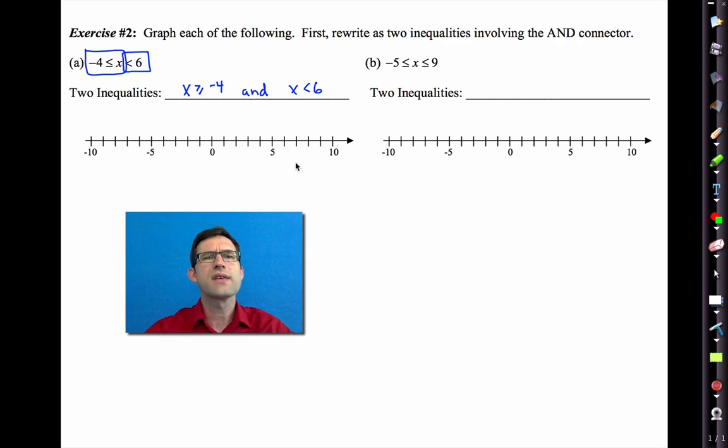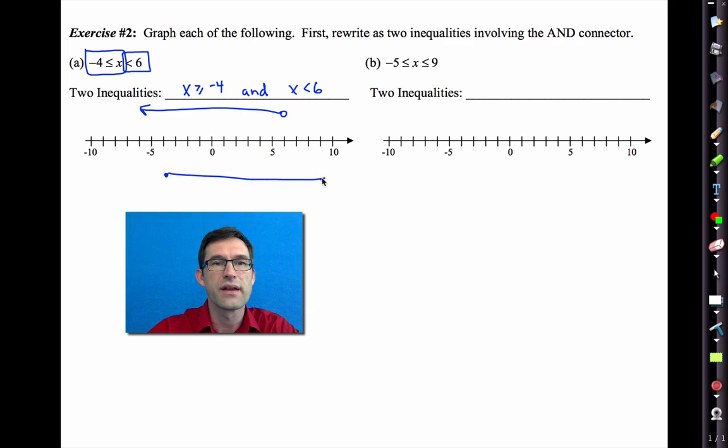Right? So what does that look like? Well, x is less than 6 looks like this. X is greater than or equal to -4 looks like this. So here's where they overlap. Open circle here. Okay. The 6 does not make the compound inequality true. That's it.